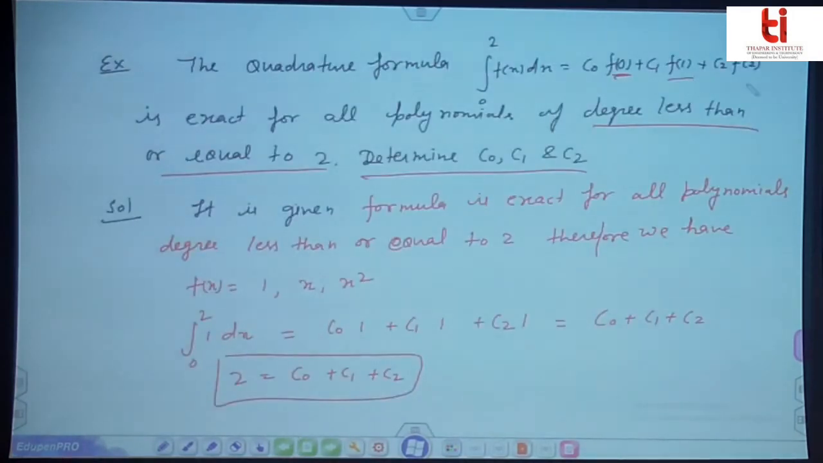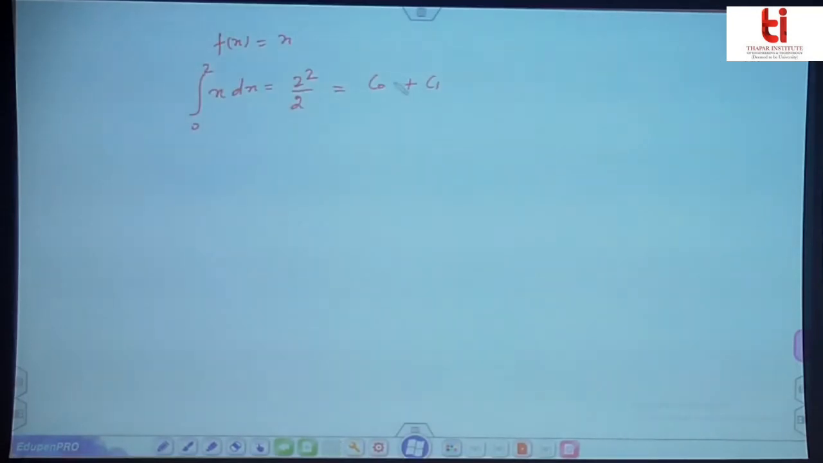Now f(x) equal to x. So integral from 0 to 2 of x dx is x square by 2, that is 2 square upon 2, equal to c0 f(0) + c1 f(1) + c2 f(2). c0 f(0) is 0, plus c1 f(1), that is 1, plus c2 f(2), the value is coming out to be c1 + 2c2. This is the equation 2 = c1 + 2c2. This is the next equation, number 2.